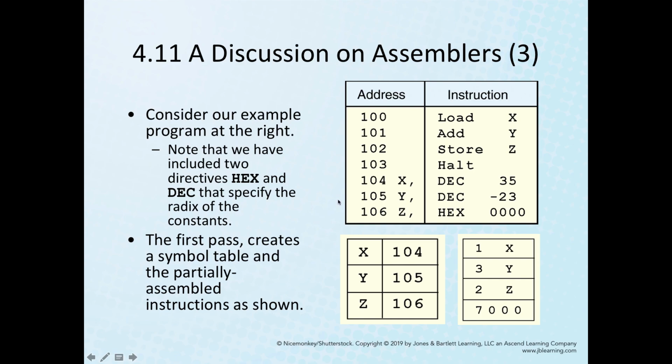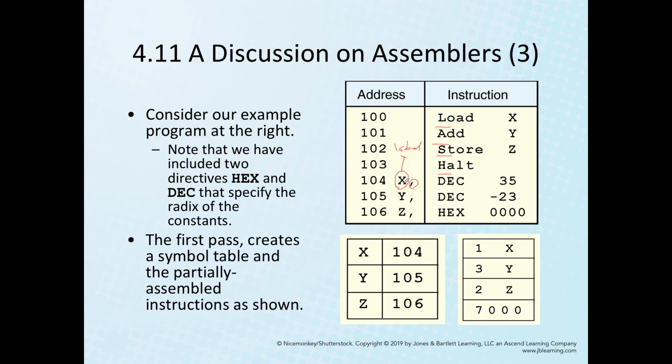Here is the example we used in the previous lesson: load, add, store, halt. In this, we introduce a few more things. First, in addition to writing an instruction like load or add, before that we could have some word and then a comma. That is called a label. The purpose of the label is to get the address at that location.